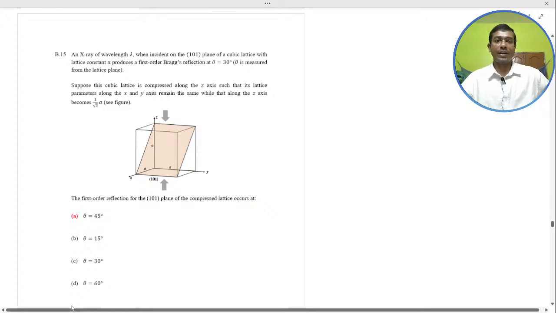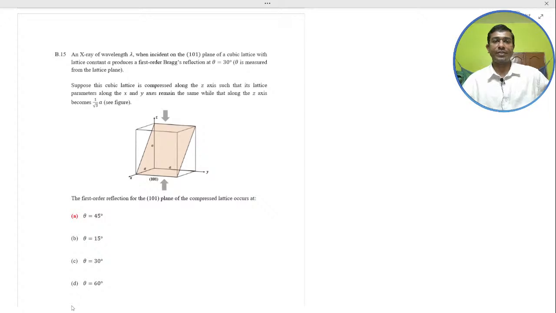An X-ray of wavelength lambda, when incident on the 101 plane of a cubic lattice with lattice constant a, produced a first order Bragg reflection at theta equal to 30 degrees. Suppose this cubic lattice is compressed along the z-axis such that its lattice parameter along the x-y axes remains the same, while along the z-axis it becomes a by root 3, as seen in the figure. The first order reflection for the 101 plane of the compressed lattice occurs at theta equal to what?